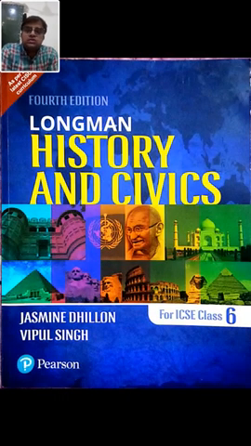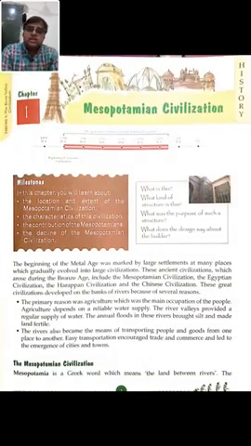My dear students, your book for this session is Longman History and Civics for class 6, and the writers of this book are Jasmine Dhillon and Vipul Singh. So let us begin with our chapter number 1 of history, that is Mesopotamian civilization.